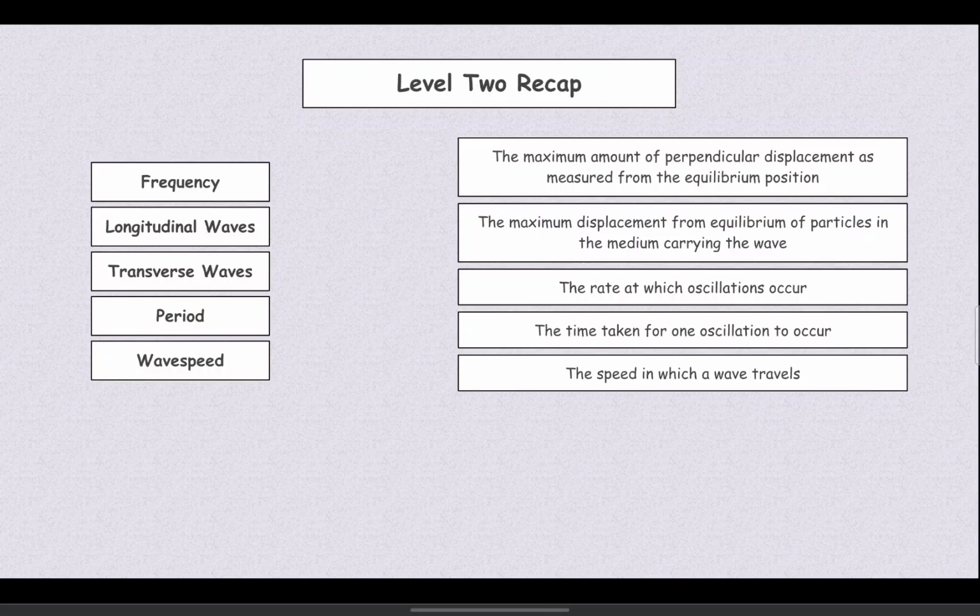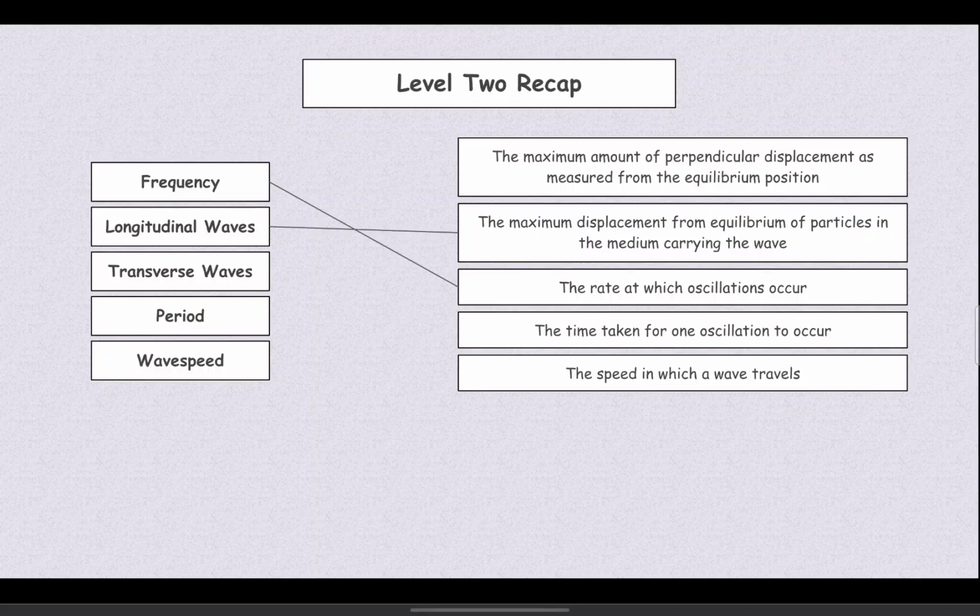So we have frequency. Now the definition for frequency here is the rate at which oscillations occur, which is pretty self-explanatory. The frequency is the rate at which one complete wavelength is happening. So the more wavelengths in a specific time, the higher the frequency.